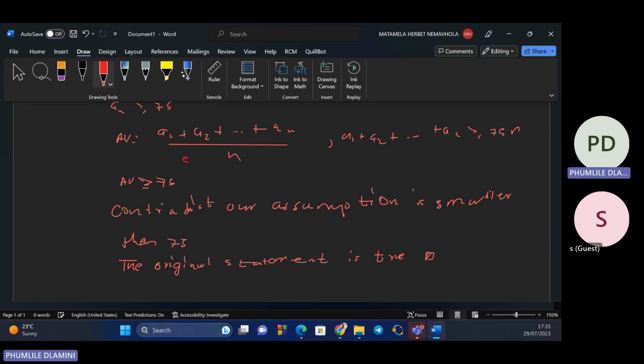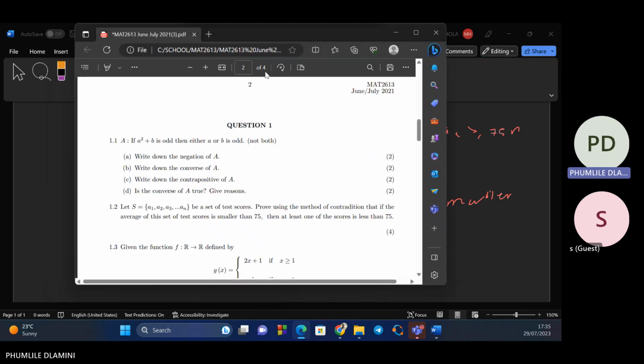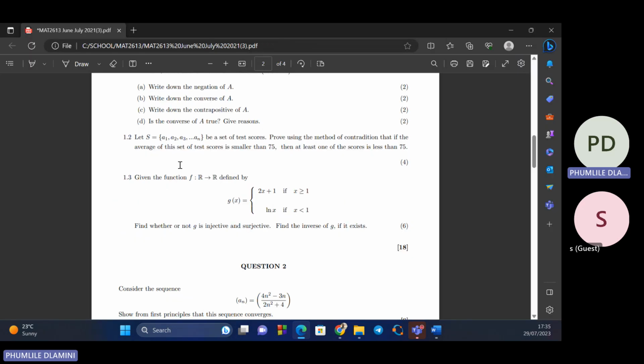So this is how you prove it. That's how you do it when you are proving that question. You can check in your memo if it's the same. The memo uses 80 instead of 75. Maybe it's because the question paper is not the same. But here in this question paper that we are using, it's 75. So you might find that in the one that you have there, because they just look similar, they use 80. But all the steps must be the same.